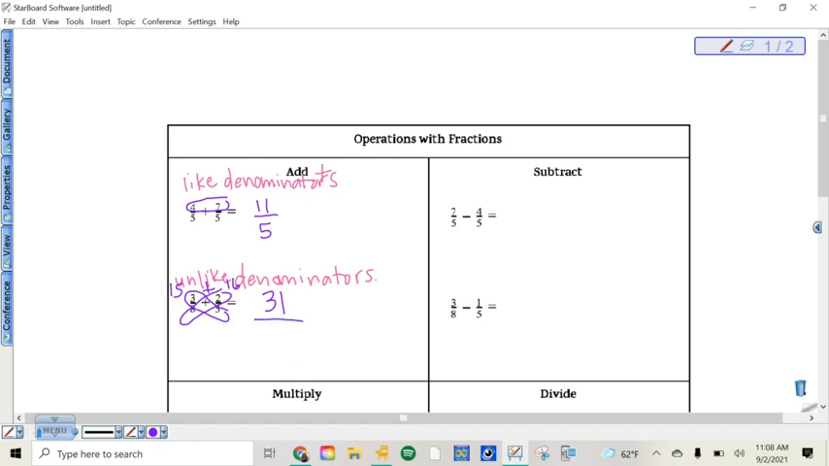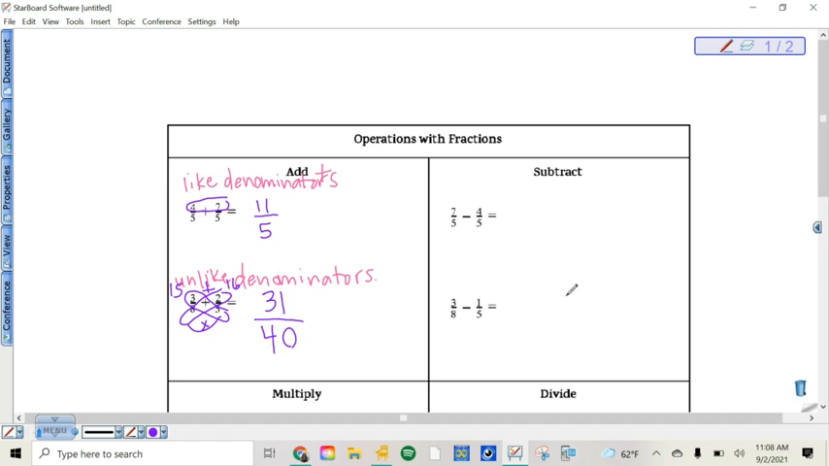How do I get my denominator? Yep, you multiply 8 times 5, which is? What's 8 times 5? That's okay. 40. Yeah, you did 8 plus 5. That's okay. All right. Cool.